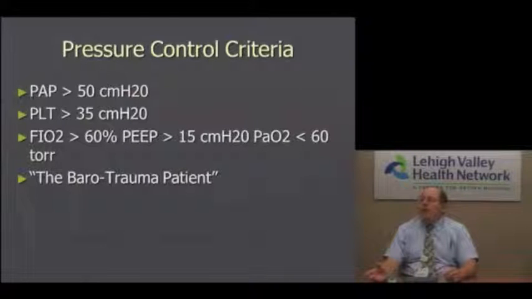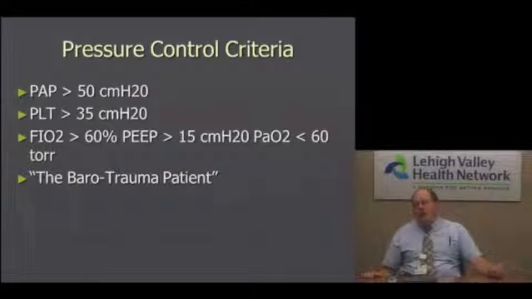When we look at pressure control criteria, when do you think about putting patients on pressure control? Well, usually when the airway pressures are around 50. More important, when the plateau pressure is greater than 35, and I'll talk more about the difference between PIP, or peak airway pressure, and plateau. Also when the patient has what I call refractory hypoxemia: their FiO2 is high, their PEEP is high, but their PO2 is still marginal or low.